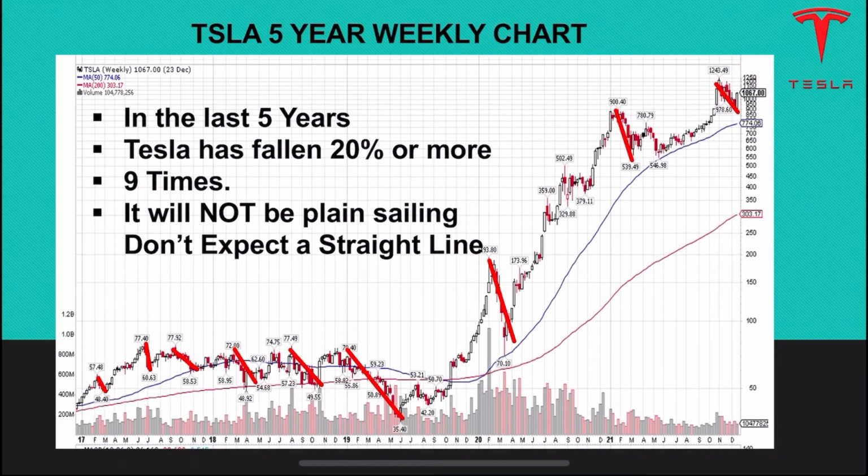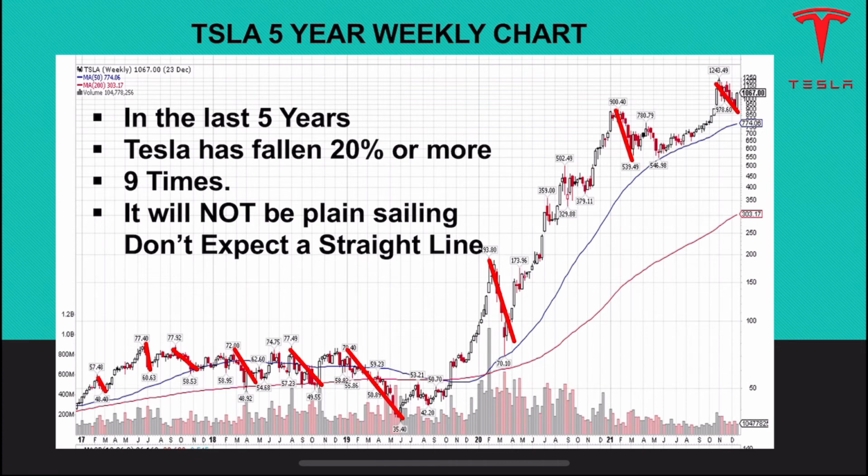So here is the Tesla 5-year weekly chart. Again, I don't expect it to be plain sailing. I don't expect it to be a straight line. Tesla has fallen more than 20% on 9 different occasions in the last 5 years. So when there is weakness in the price, I look back at these two charts and I think to myself, don't panic. These are great buying opportunities.